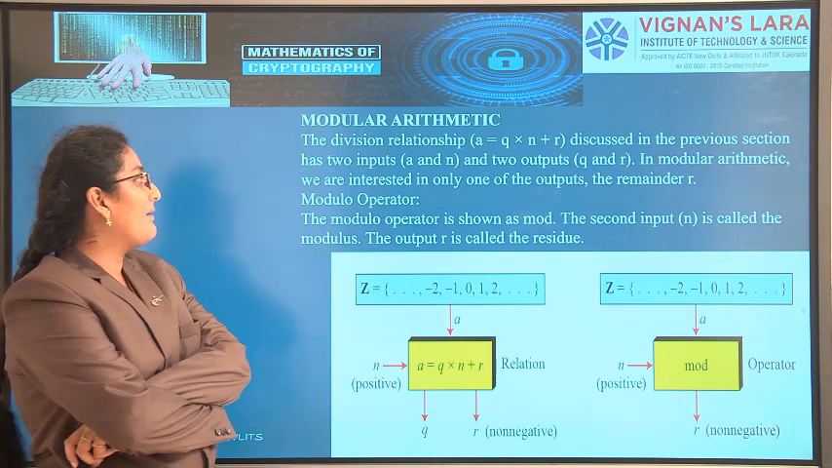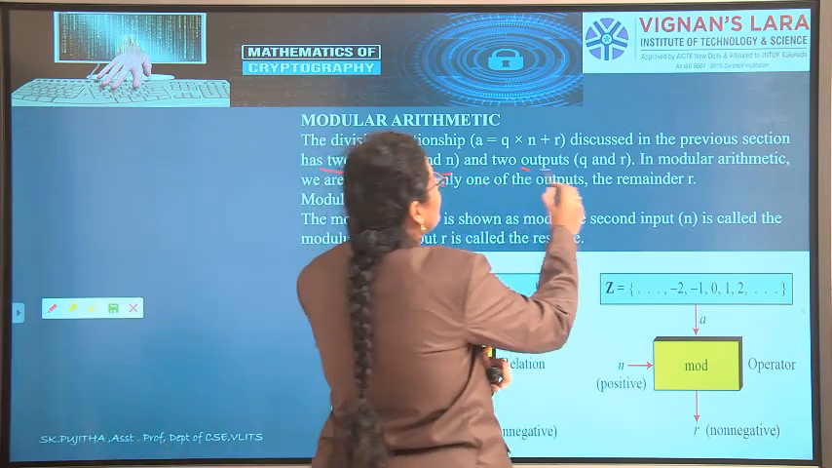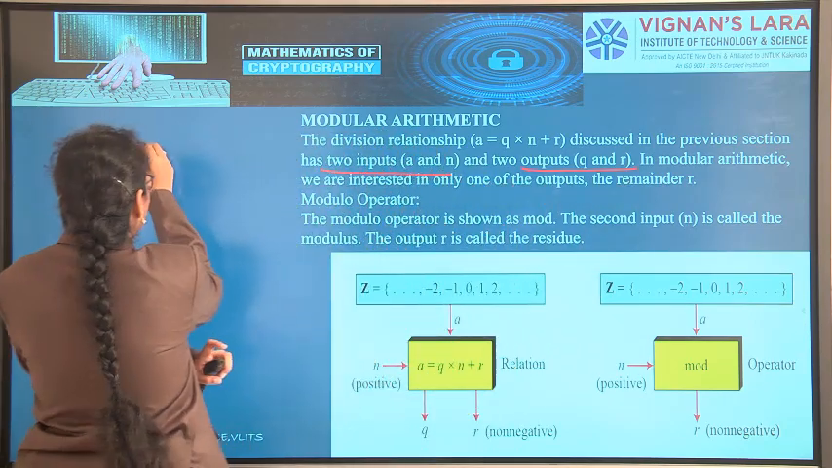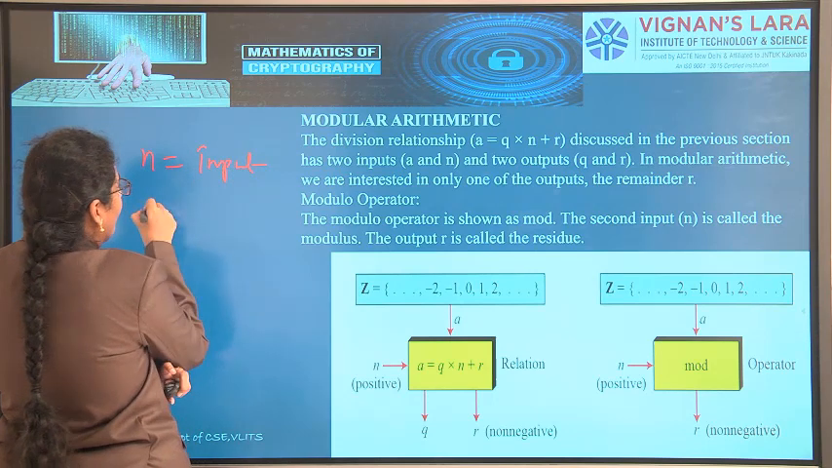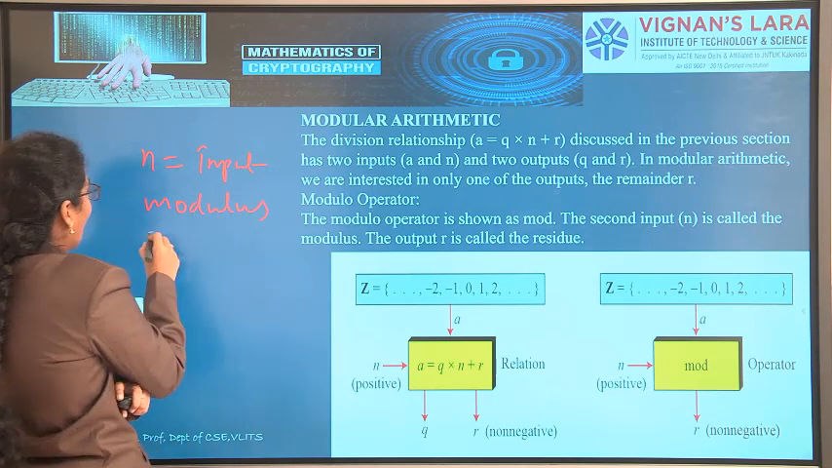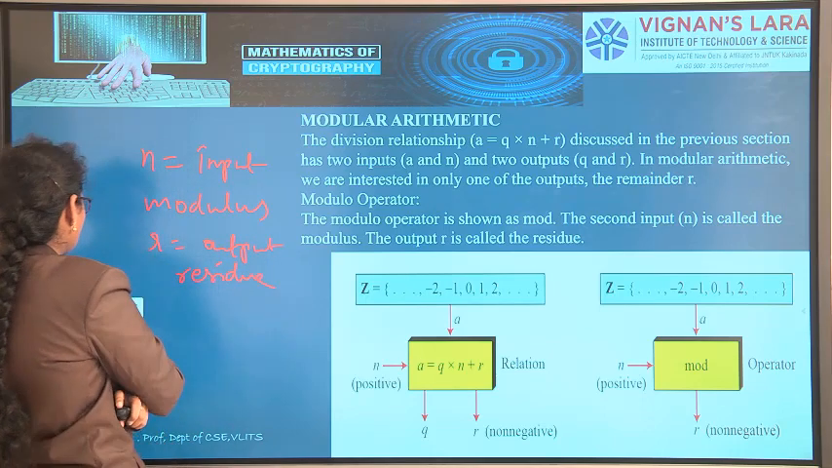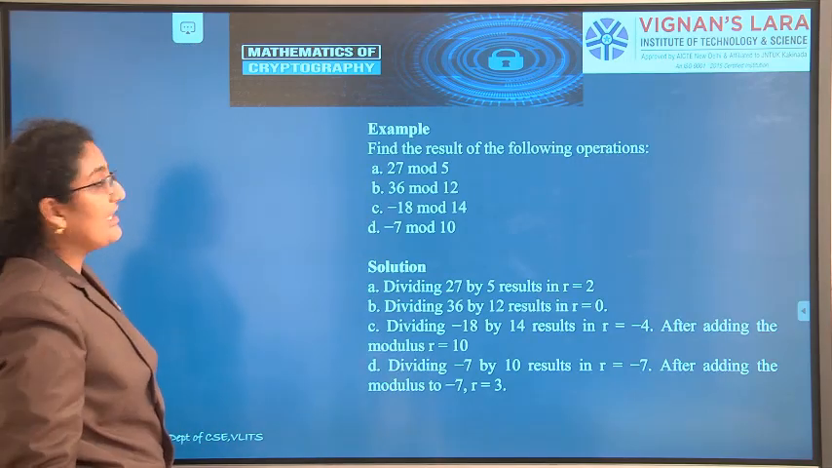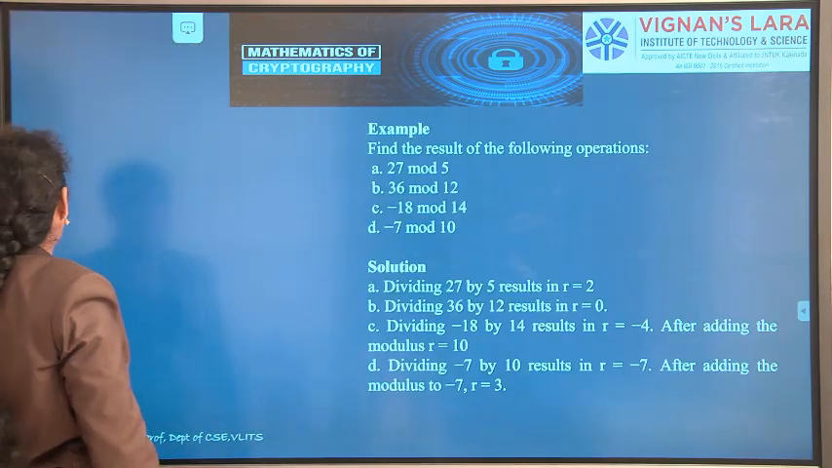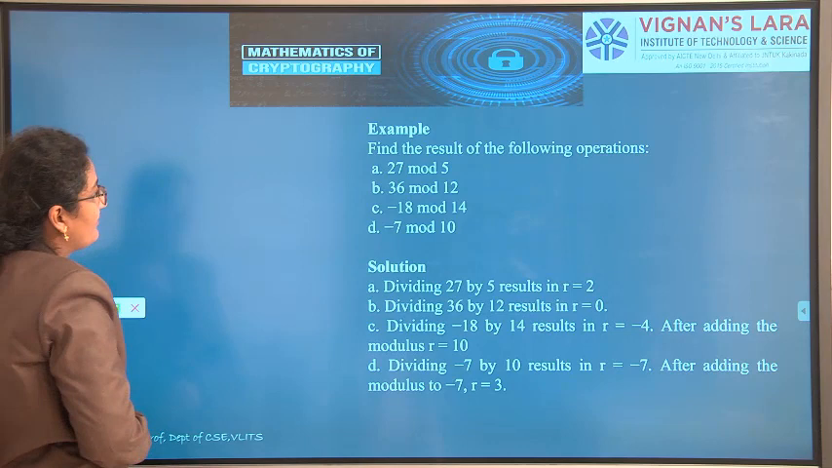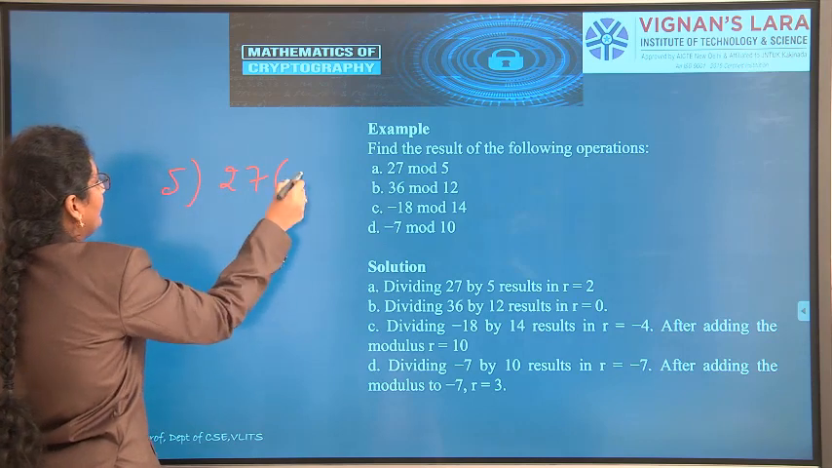So A equals Q into N plus R is the division rule. In the division rule we have two inputs A comma N and two outputs Q comma R. But in modulus, N is the input, called the modulus, and R is the output, called the residue. Next, I have taken some examples. 27 mod 5, meaning dividing 27 by 5.